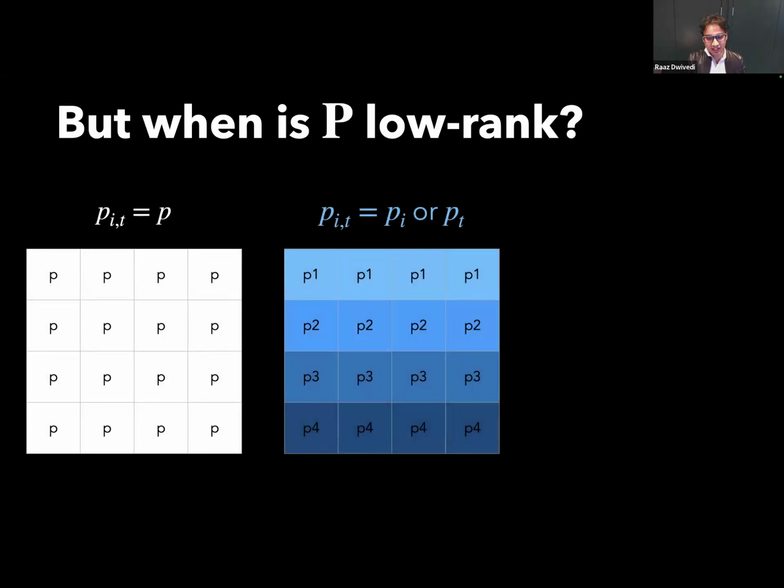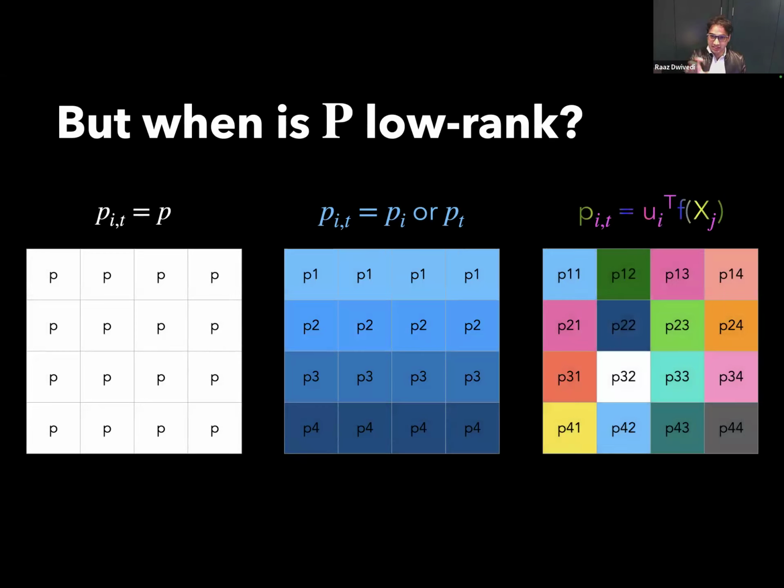Suppose these propensities change per user or change per column, but remain constant. That is also low rank. In fact, it's a rank 1 matrix. More generally, if P_it is a function of, say, a user-level or unit-level parameter times some shared covariate for a measurement, so u_i transpose f(x_j), if this f is not too fancy, again, it is low rank. So this low rank structure does arise in many settings, and one can empirically check it by looking at the SVD of the observed matrix, but just to make a point that P can be low rank in many problems.